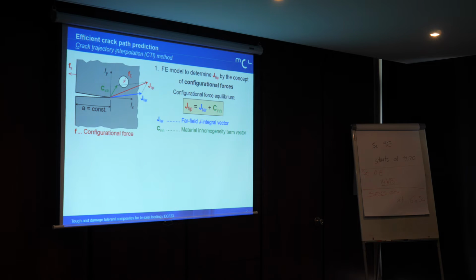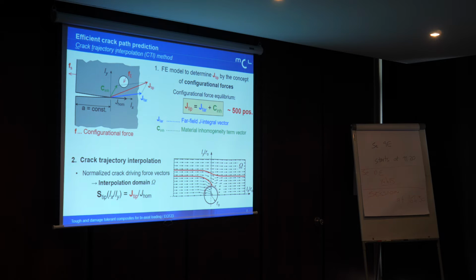So basically the crack trajectory interpolation method has two steps. In the first step, we develop a finite element model where we determine the crack driving force J vector by the configuration force concept, using a finite element model with a straight crack and just one void, and by summing up the components J far and J inhomogeneity, which are the integral of the configuration force on the external boundary and on the void interface. This is done for about 500 relative positions between crack tip and void.